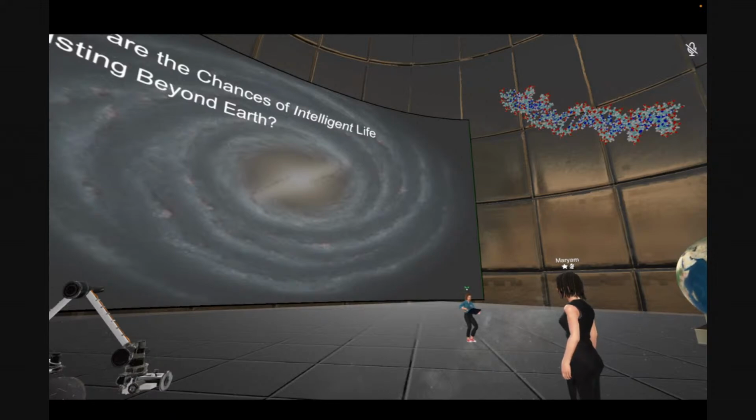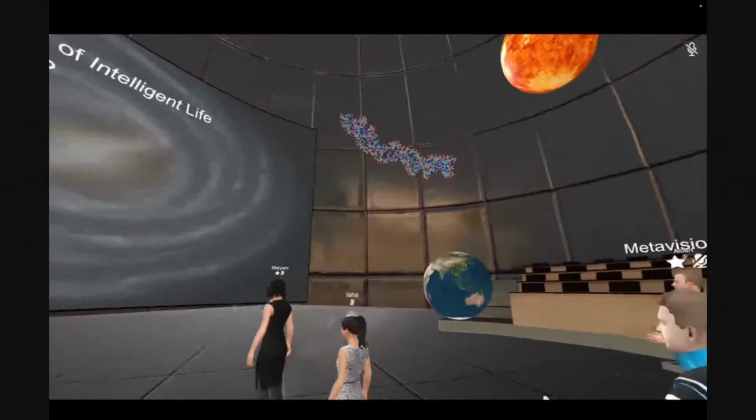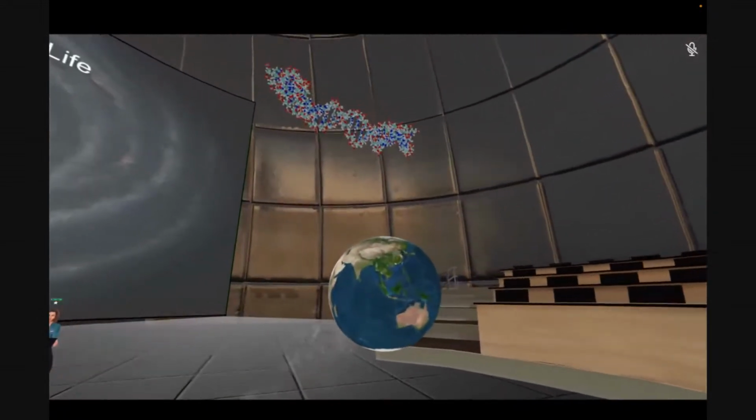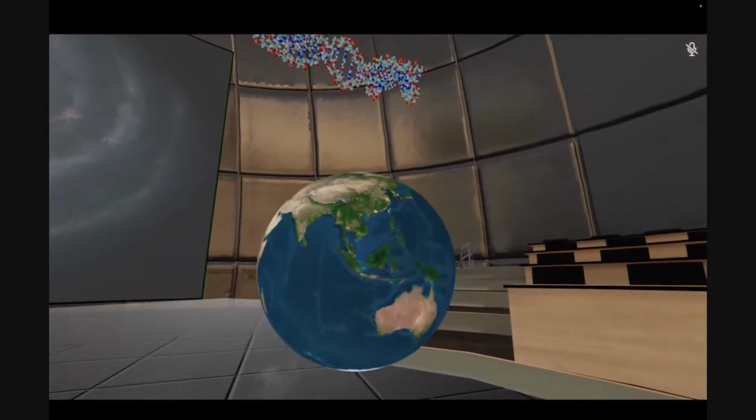And so even beyond asking, is there microbial life on other worlds, we can ask, what are the chances of other intelligent life existing beyond Earth? So life that we might be able to have a conversation with.